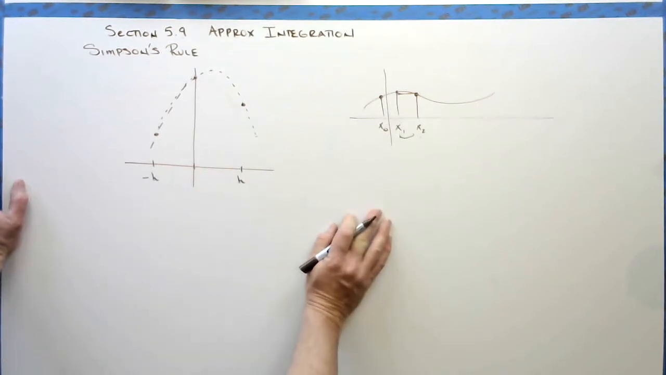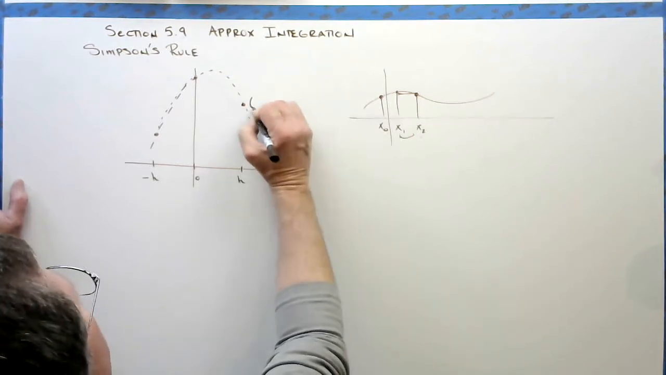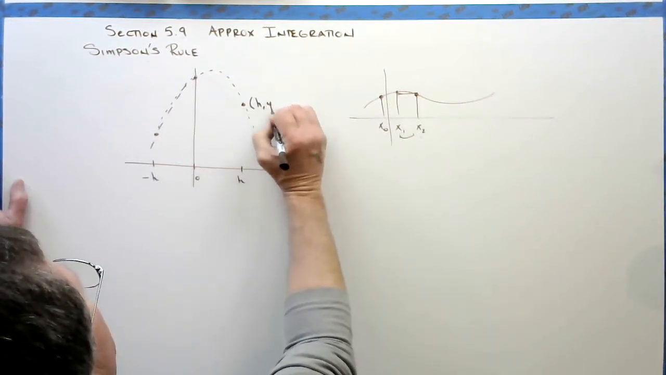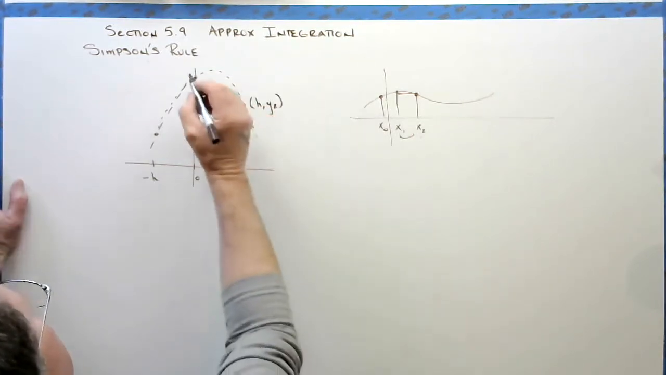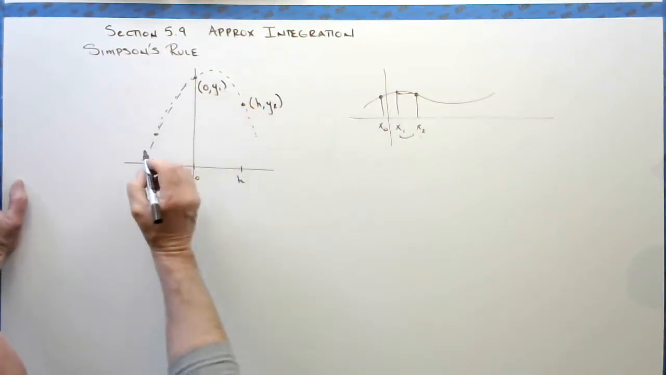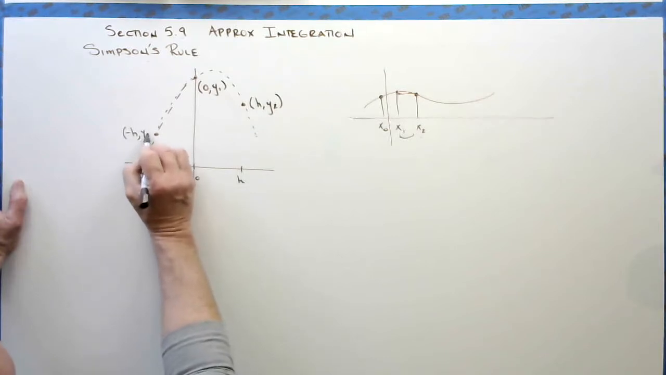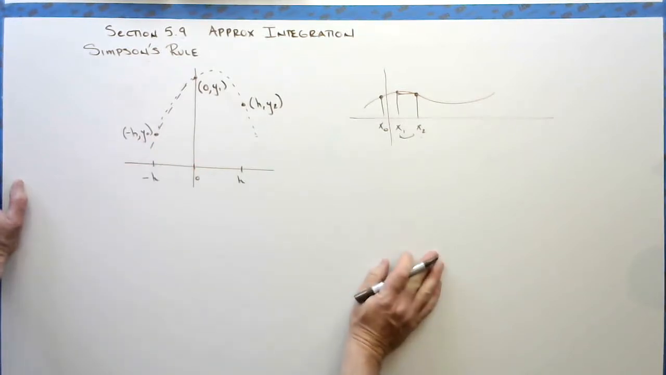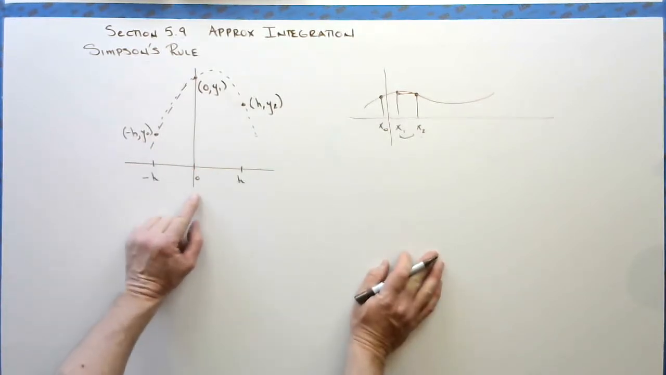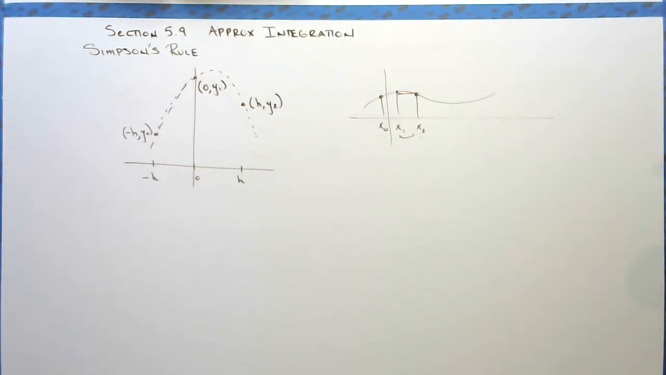We'll say that these x values are h and negative h. This is 0. And so this is the point h, y sub 2. This is the point 0, y sub 1. And this is the point negative h, y sub 0. And so this will be our x sub 0. This will be our x sub 1. This will be our x sub 2 when we generalize Simpson's rule.